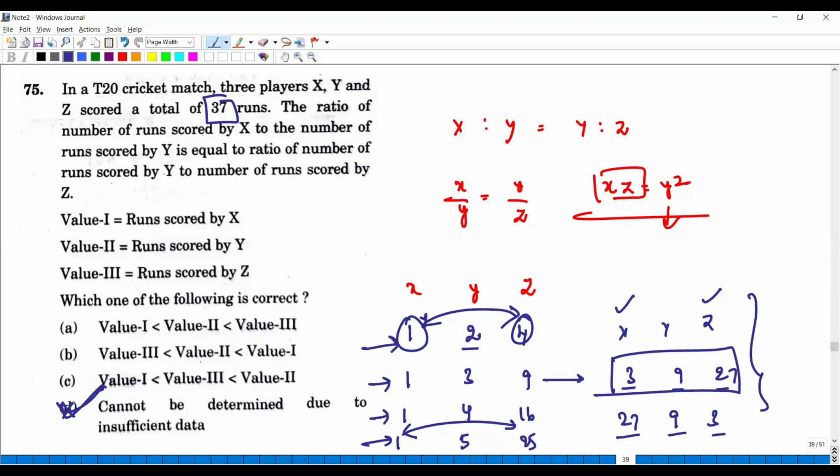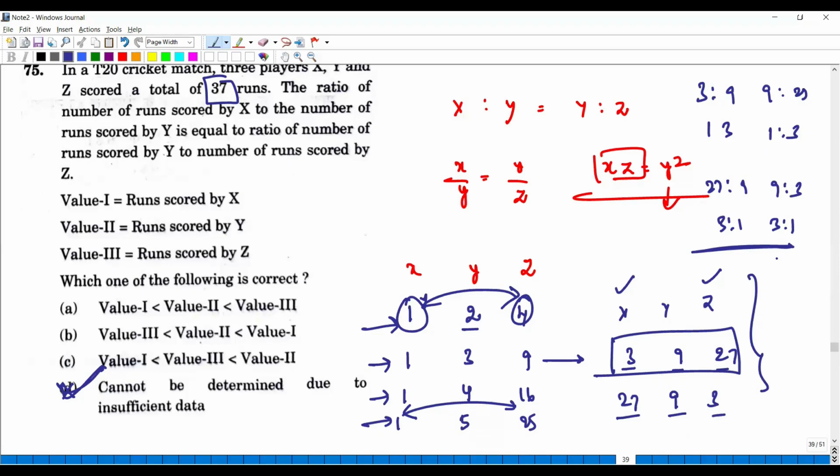Understand? If X is 3, Y is 9, Z is 27, so it is 1 is to 3, 1 is to 3. You can also take it as 27, 9 and 9 and 3. So then you will get 3 is to 1, 3 is to 1. So both of them are true only. So simply if you understand that relation, then you can say value 1 and value 3 can be interchangeable.